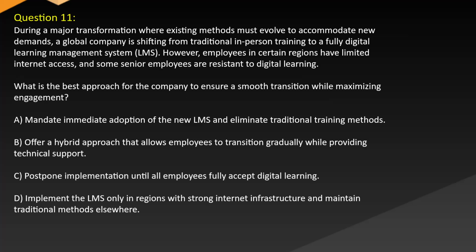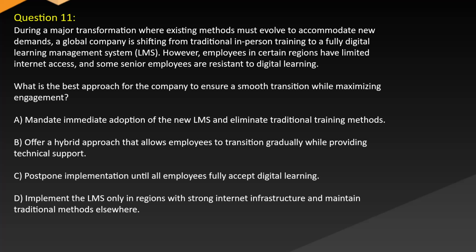Question 11. During a major transformation where existing methods must evolve to accommodate new demands, a global company is shifting from traditional in-person training to a fully digital learning management system (LMS). However, employees in certain regions have limited internet access and some senior employees are resistant to digital learning. What is the best approach for the company to ensure a smooth transition while maximizing engagement?